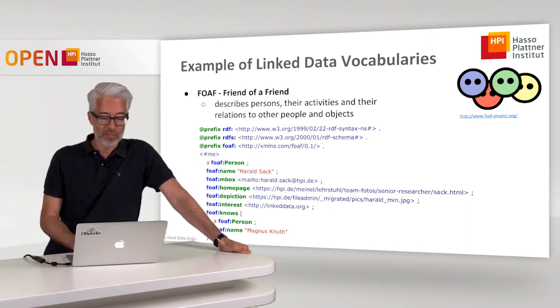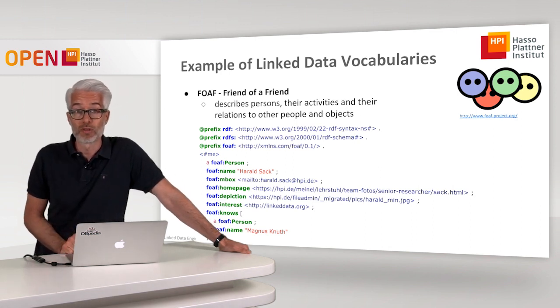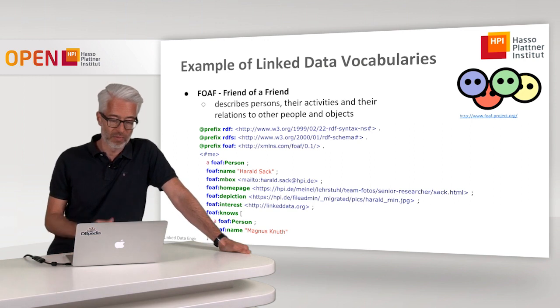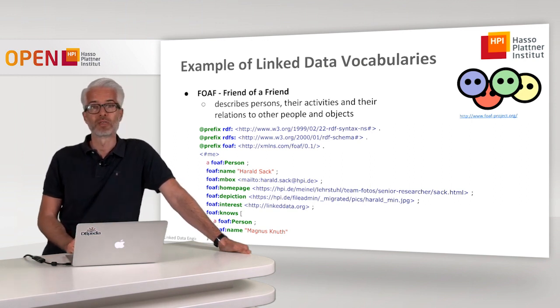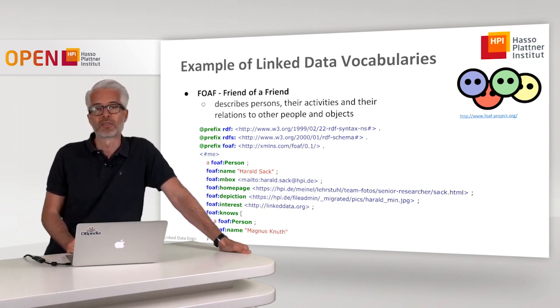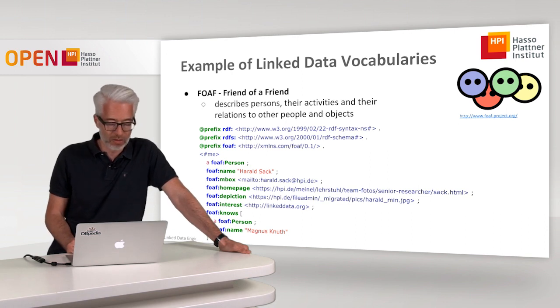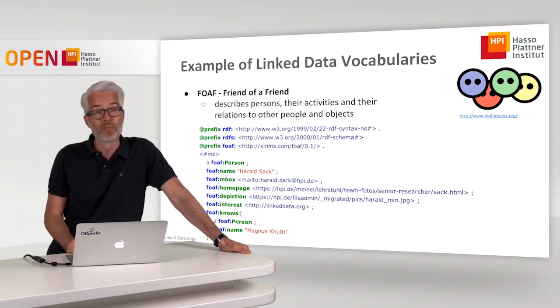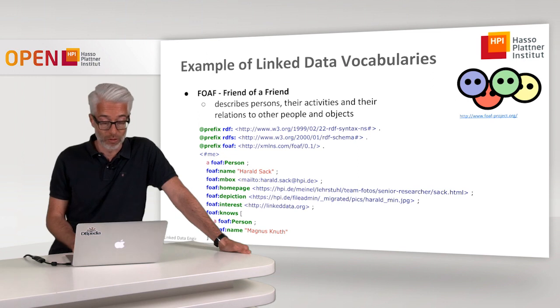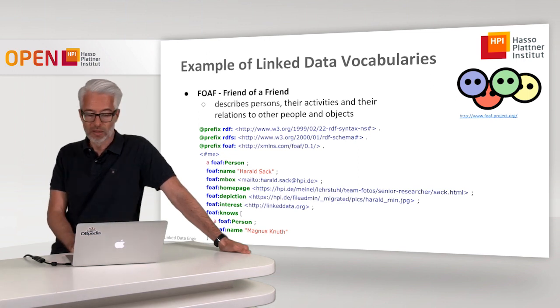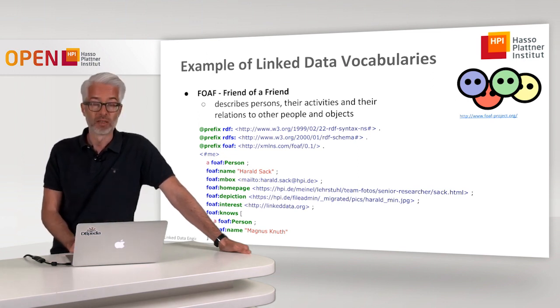And then I can say I am a person, according to I belong to the class FOAF Person. Then I have a name, I have a mailbox, I have a homepage, there is a depiction of me, I have several interests and stuff like that. And I know, of course, another person who is Magnus, one of the tutors of this course. This can be perfectly expressed with FOAF.